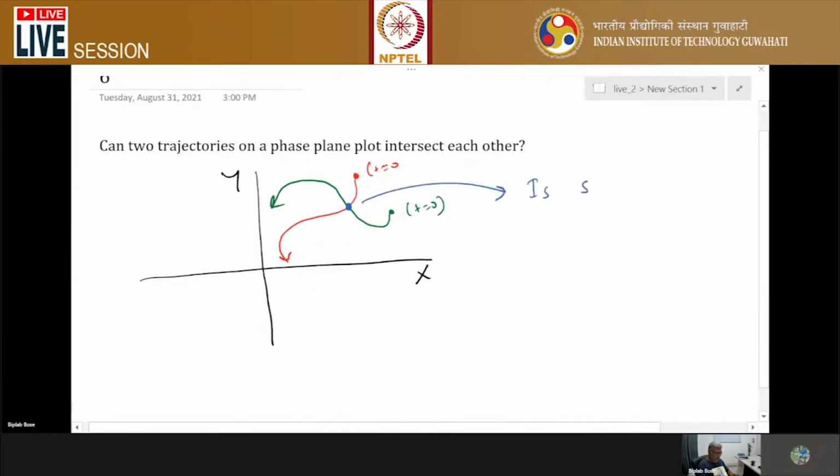Is such an intersection possible? Can we physically have such an intersection? Because remember, we are not modeling something non-physical, right? It has to be physically possible. So the question is, can such an intersection of two trajectories be possible or not?